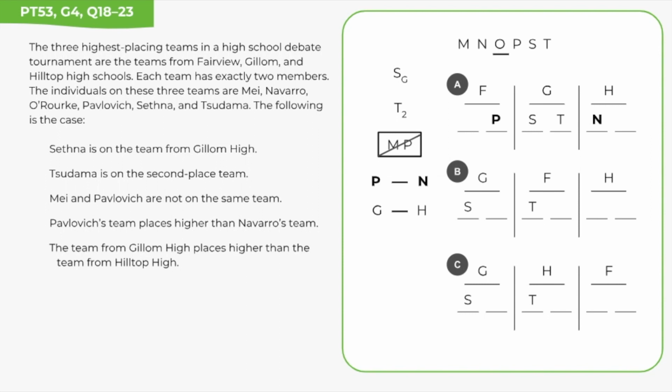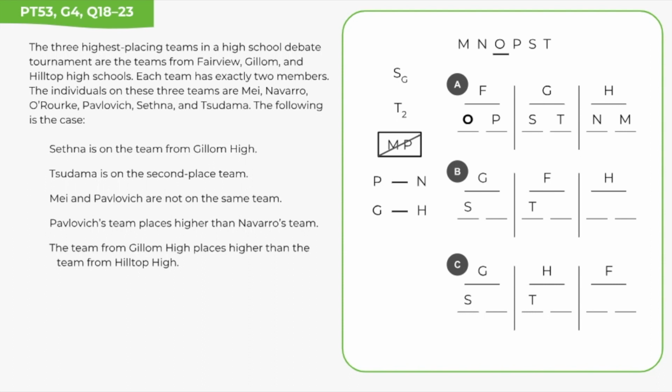And because we've now placed P, we can go back to the third rule, and we know that M and P aren't together, so M would have to go onto the team from H. And that leaves only one open spot, so O will have to go on the team from F. If we look down at frames B and C, however, we can't really place P and N into the teams since there are many different ways in which they could go in each of those frames. We can't place M and P together. We've already dealt with the G before H rule, and S is on team G and T is on team 2. So we're essentially limited with frames B and C.